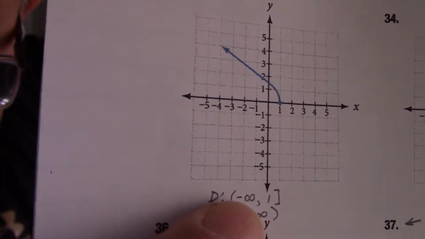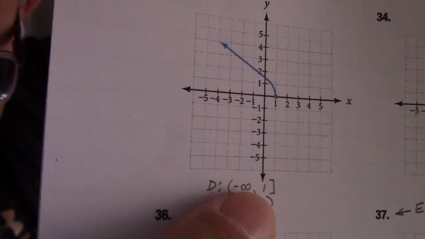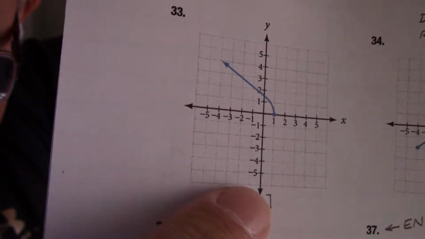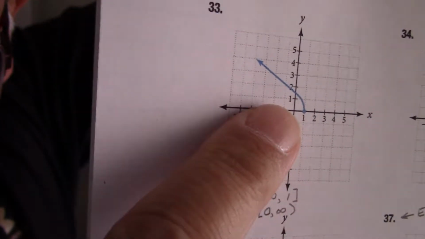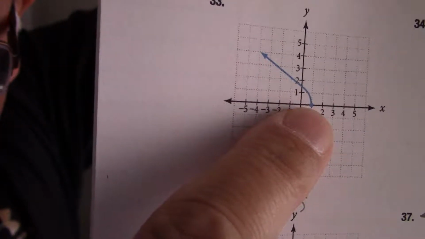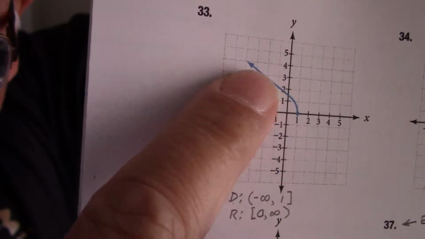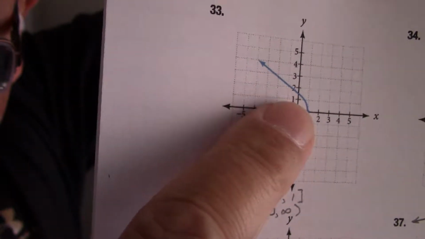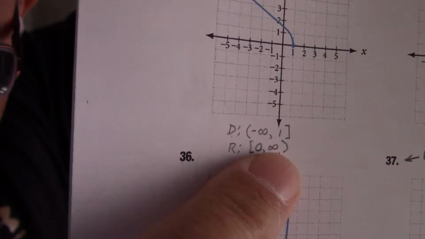Remember to use parentheses next to the infinity symbols, plus or minus, because those are not real numbers. Infinity is not a number, and so you're not including that in the interval. Okay, and then the range goes from y equals 0, right there, and this function keeps going up, up, up. So from 0 to infinity, right there is your range.